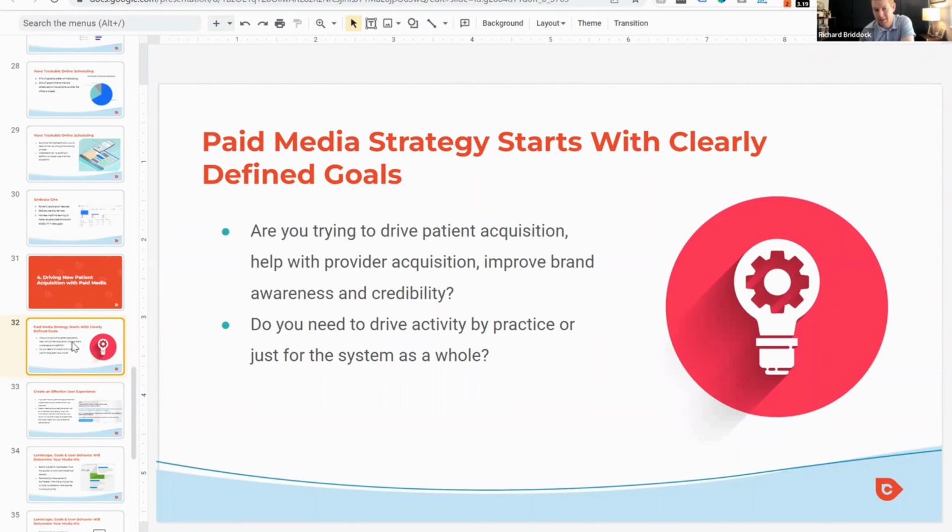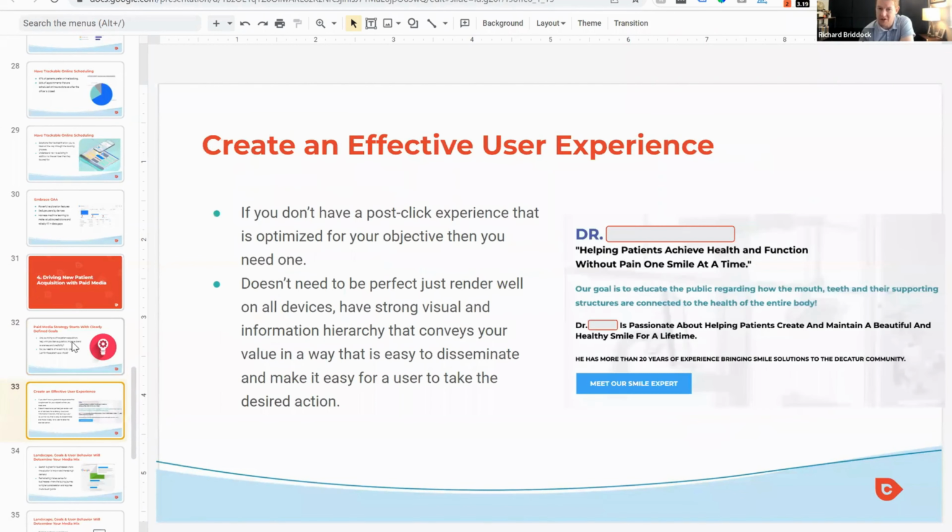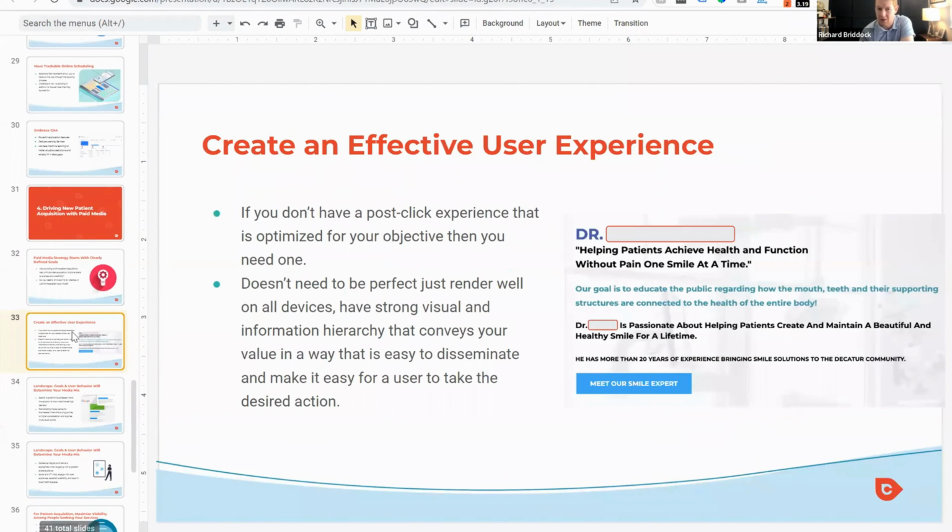Yeah. So, I think we've covered this already in the goals section, right? But all the strategy has to start with the goals. Like, what are you trying to do? Are you trying to support patient volume at a certain location? Are you trying to just increase the patient volume across the entire system? That's the number one step.